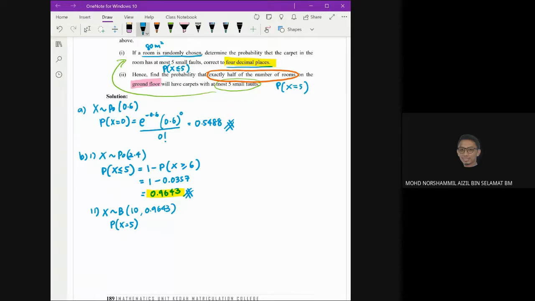Nak kena buat continuity correction tak? Tak. Do we need to do continuity correction? Tak perlu. Sebab apa? Kita tak perlu buat continuity correction sebabnya kita tukar Poisson ke binomial sebab dia discrete ke discrete. Dapat tak? Discrete dengan discrete tak payah tukar. Yang kita kena tukar discrete dengan continuous. Boleh faham?